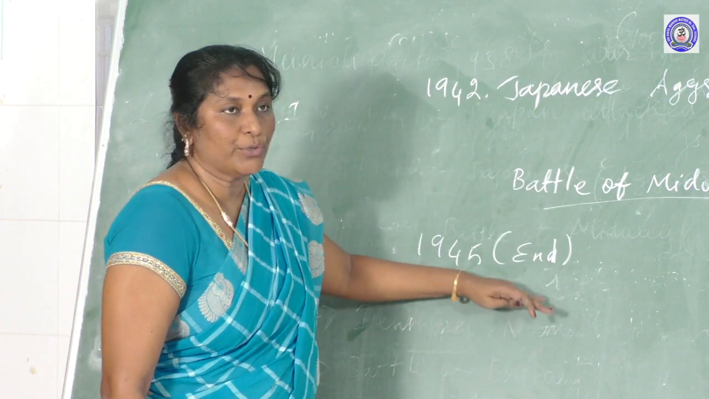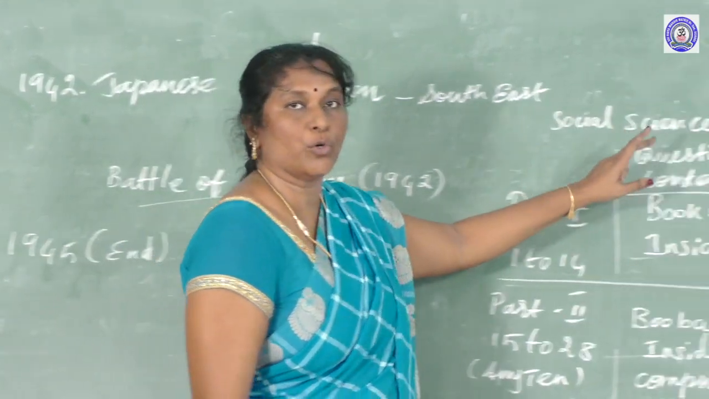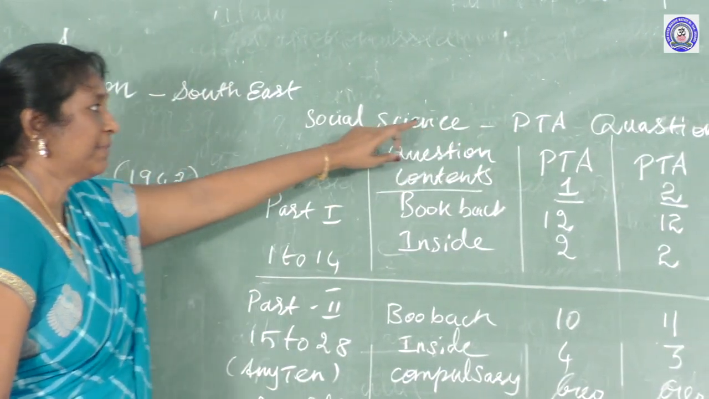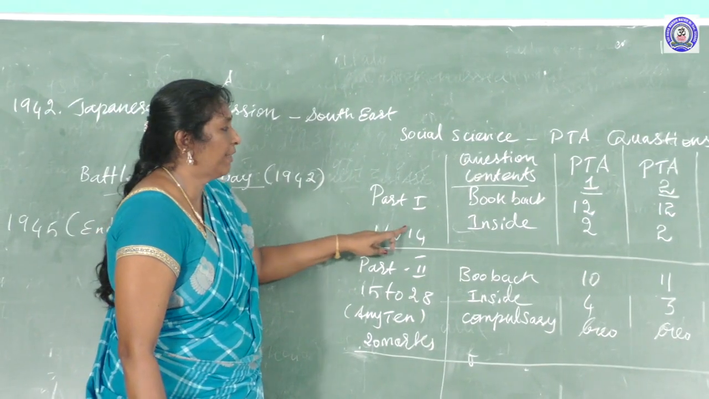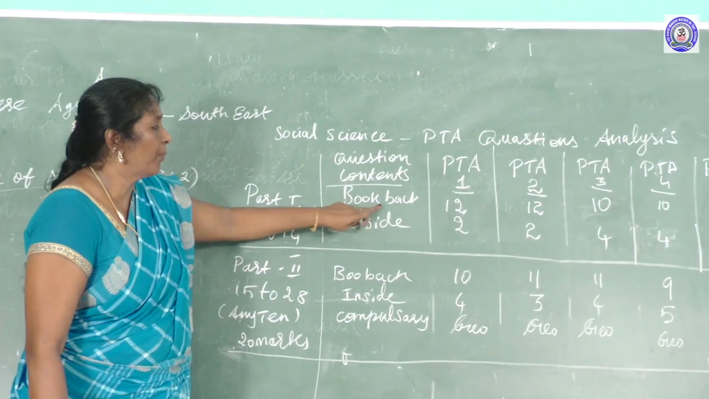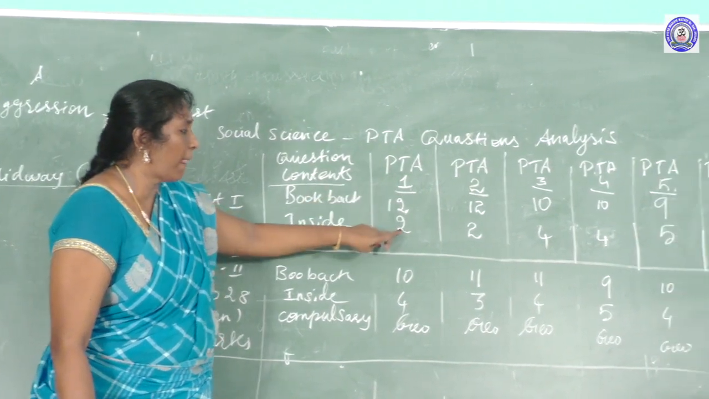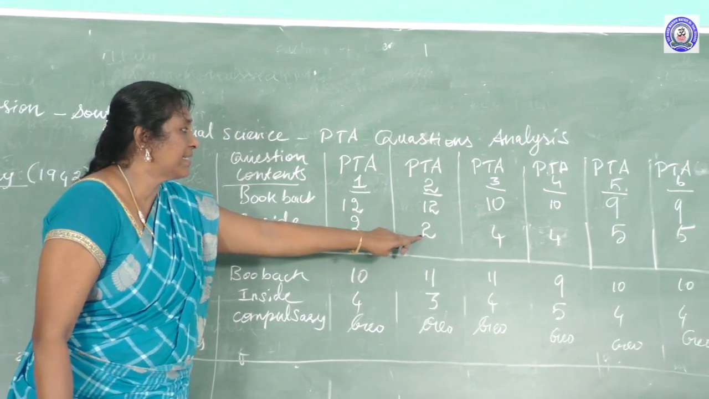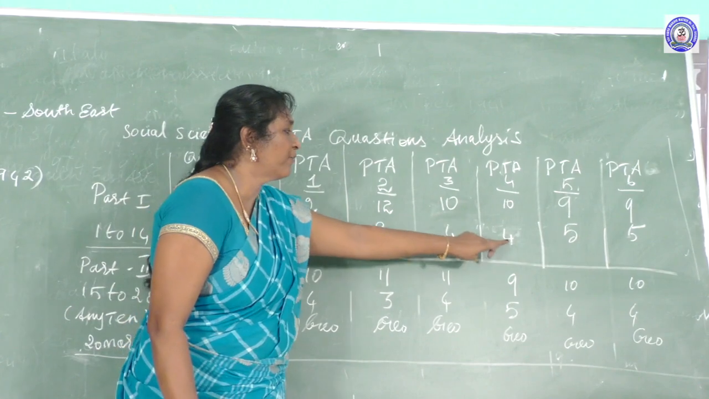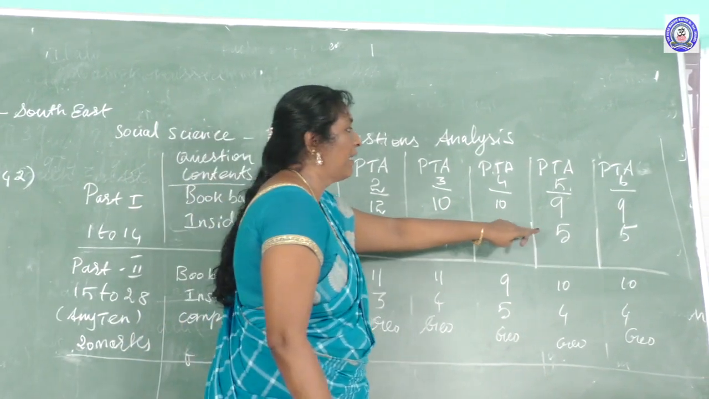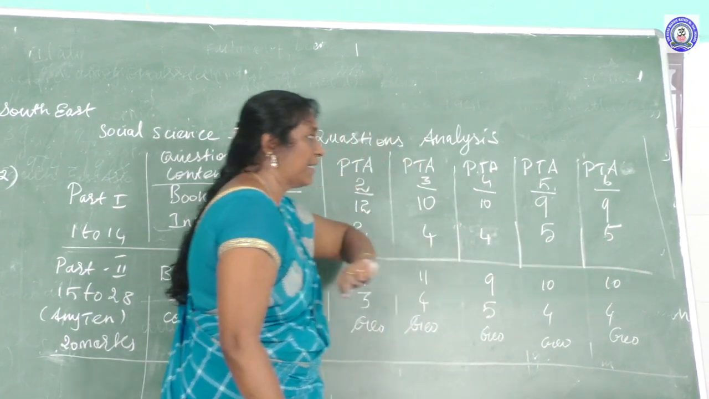I have given you the short-time preparation only. I analyzed the PTA questions, from those 6 papers. Part 1, questions 1 to 14, book back questions and inside questions. Mostly, in the first paper there were 2 inside questions, the second PTA 2, the third 4 inside questions, the fourth 4 inside questions, the fifth 5 inside questions, and the sixth 5 inside questions.